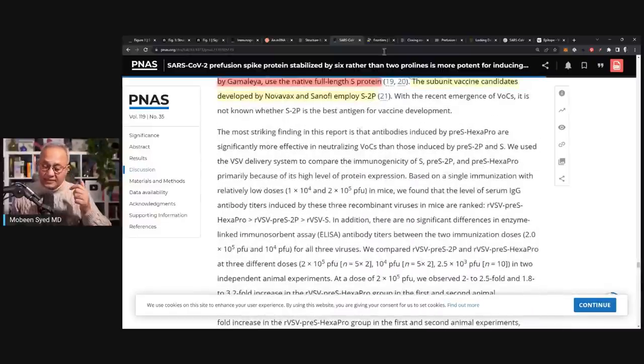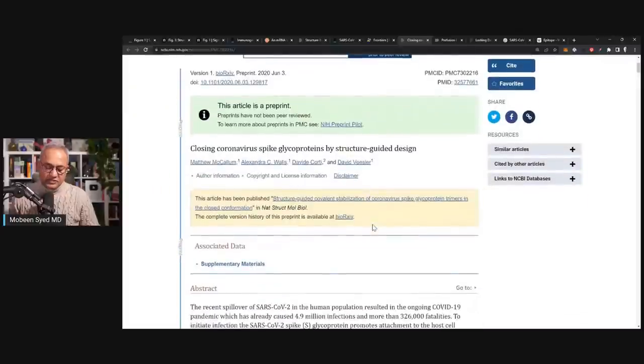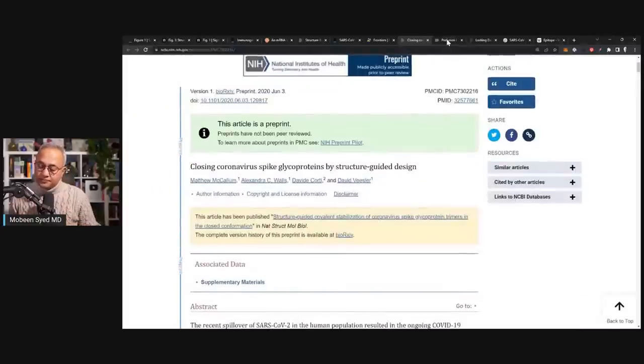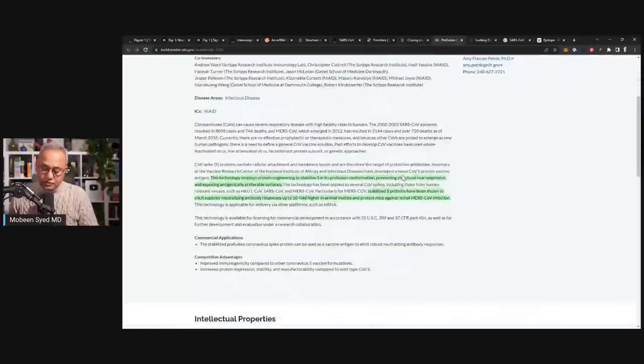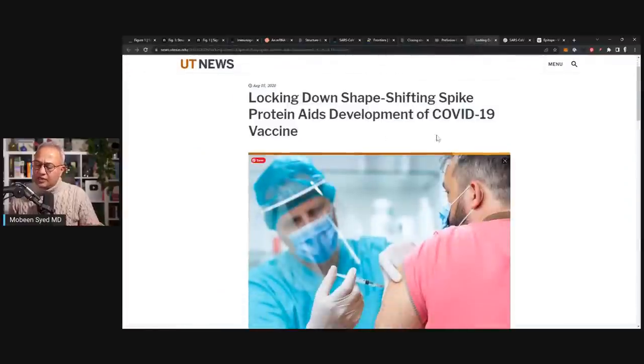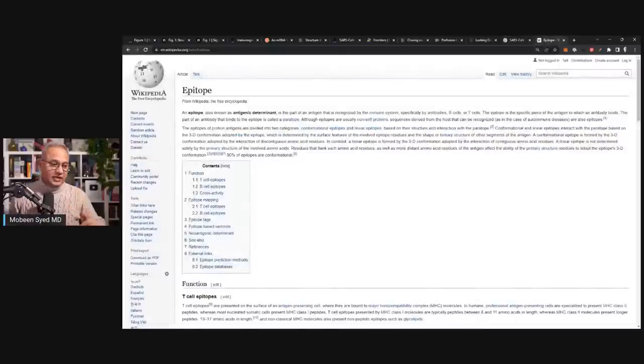Okay, so then more links about the pre-fusion state and what is the benefit of closing it in that state. So once again, here, prefusion and hexapro. Then an article, if you would like to read it, ACE2 interactions reveal novel things, and finally, epitopes. So this is the discussion.